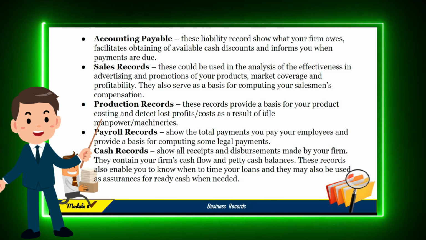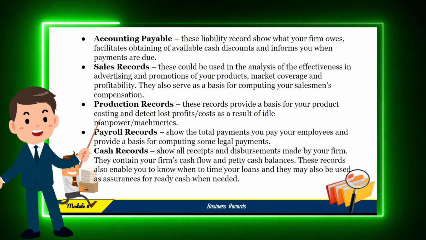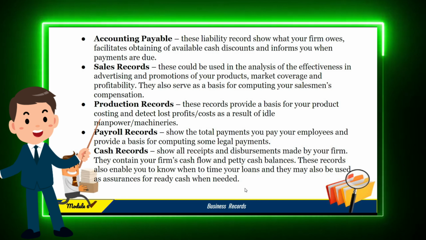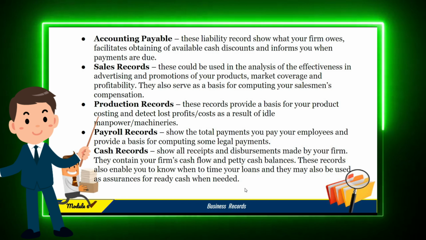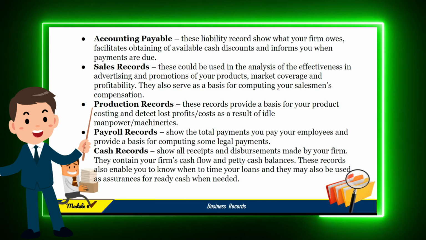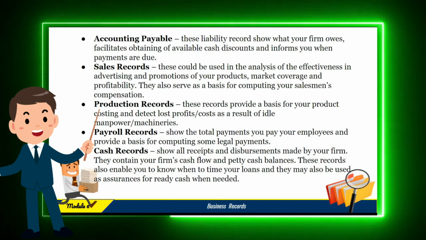So as usually in payroll records, all the salaries and also the legal payments for the employees. Okay? Then we have here the cash record. So from the word itself, cash. Under the cash record, it shows all the receipts and disbursements made by your firm. So they contain your firm's cash flow and petty cash balances.